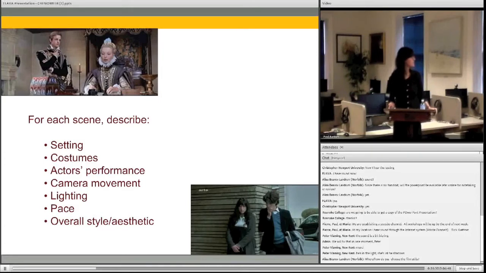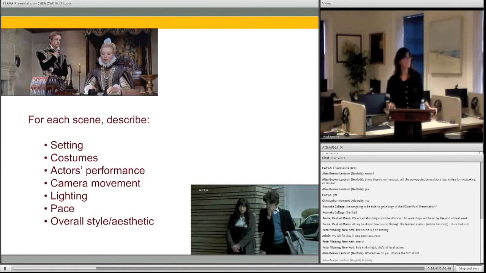And then they just described each scene, going back to our elements of mise en scène: cinematography, the setting, the costumes, the actors' performance, the camera movement, the lighting, the pace, and then the overall aesthetic. They were able to do it with no previous discussion of film studies terms. They were ready to do it, and then through the discussion we got into more sophisticated analysis. I did that in my 261, so that was our advanced language class.